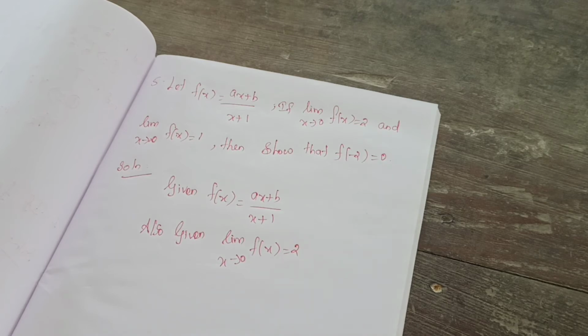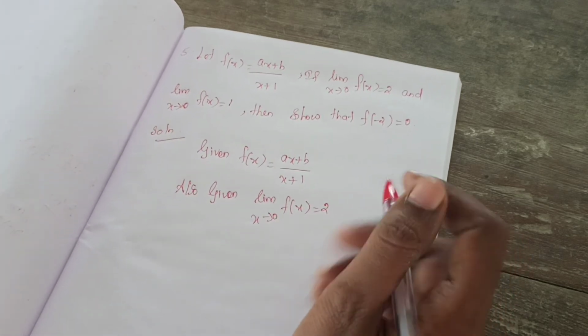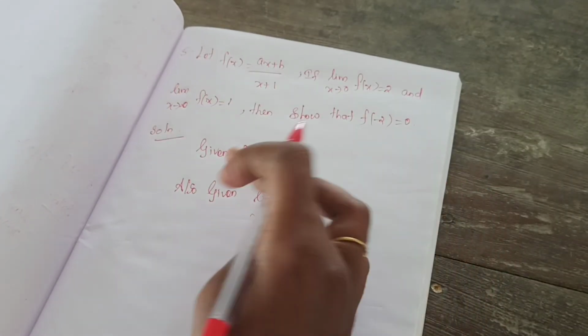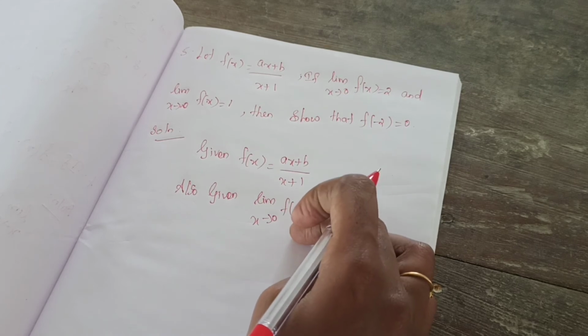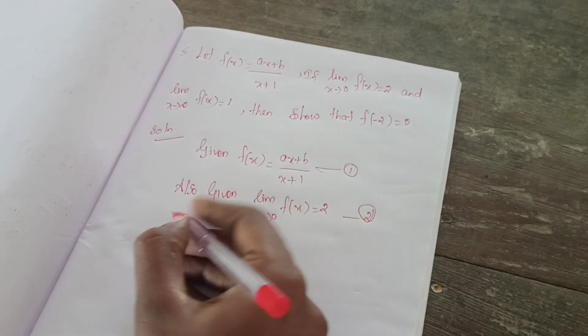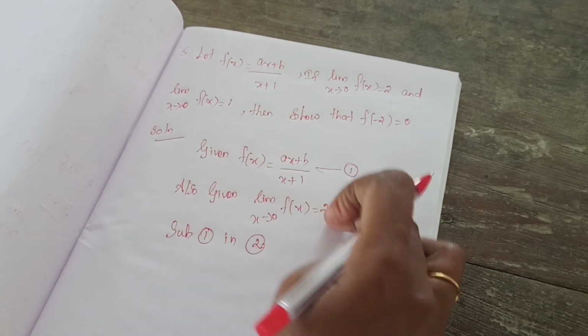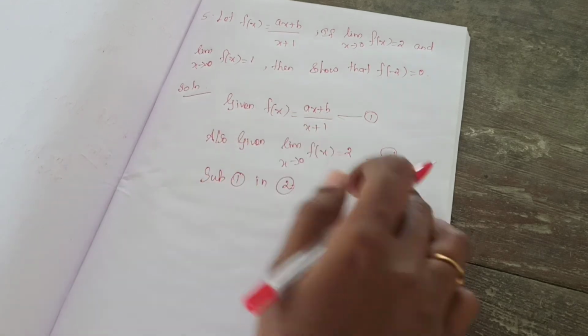So next, this is f of x, is it right? So in the place of f of x we are going to substitute this. Take this as 1, take this as 2. Substitute 1 in 2. We are going to substitute this value in the place of f of x in 2.